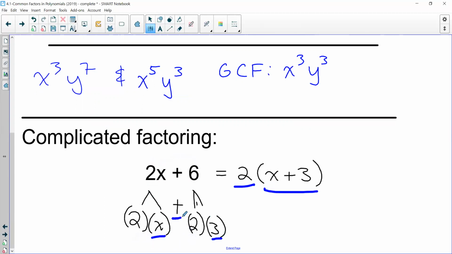Now, why is there a plus? Well, because that's what the operation is here. And as you can see, using a distributive property, you would wind up with the same result. 2 times x is 2x, 2 times 3 is 6. So factoring is the opposite of expanding. So here we have expanding, distributive property. Factoring is a process whereby we take the expanded form and write it in factored form.